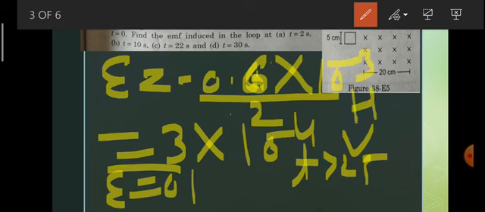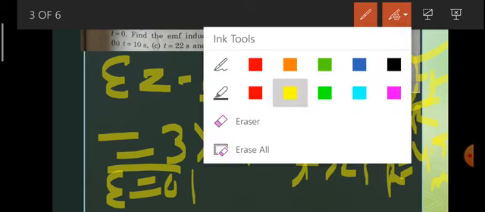So put the values. We know that heat produced is V square t upon R. Here R is 4.5 milliohm. Put these values in this equation, and you will get the heat produced in the time interval 0 to 30 seconds. I hope this problem is clear to you. Let's move to the next problem.